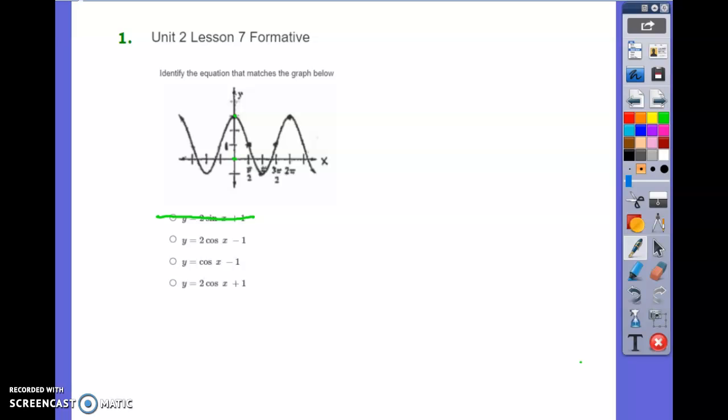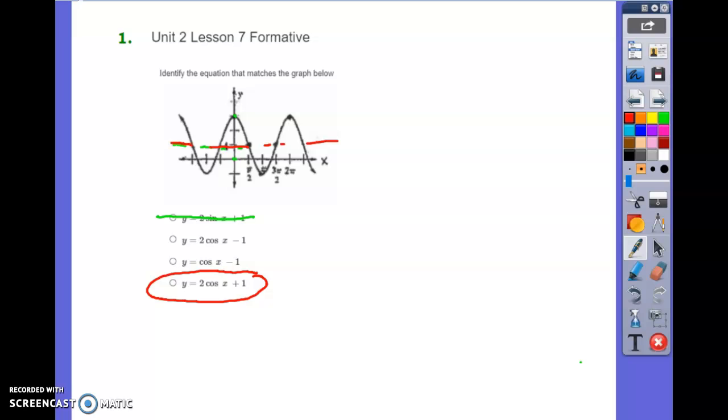Next thing, looks like I've got a vertical shift. I like to use red for the vertical shift. Looks like we've been shifted up 1, so that means there's a plus 1 at the end. So hands down, it's got to be this one.